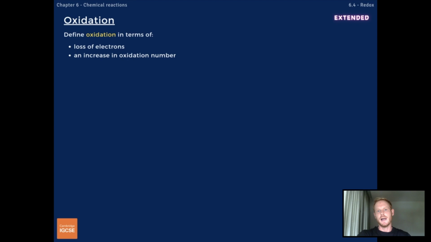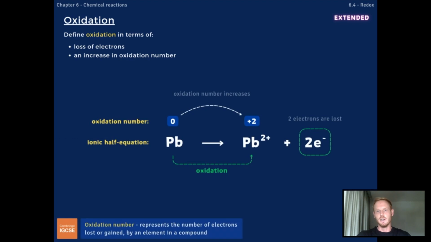So oxidation and reduction can also be understood in terms of a gain or loss of electrons. Oxidation is the loss of electrons or an increase in oxidation number. For example, in this reaction, lead loses 2 electrons to form a lead ion. As shown by the ionic half equation, Pb forms Pb2+ plus 2e-. Oxidation number has increased from 0 to +2, so the lead atom has been oxidized.